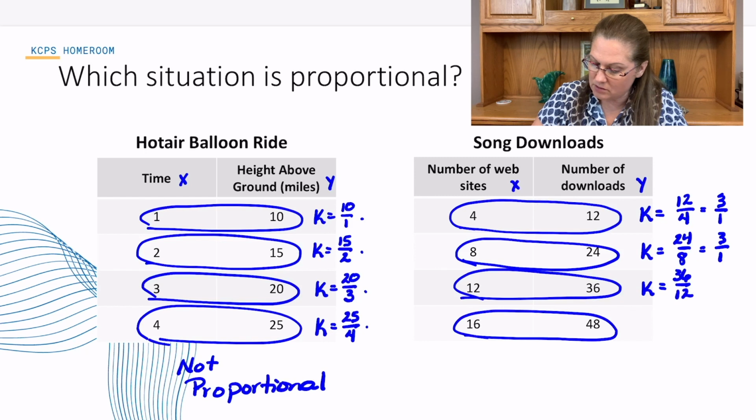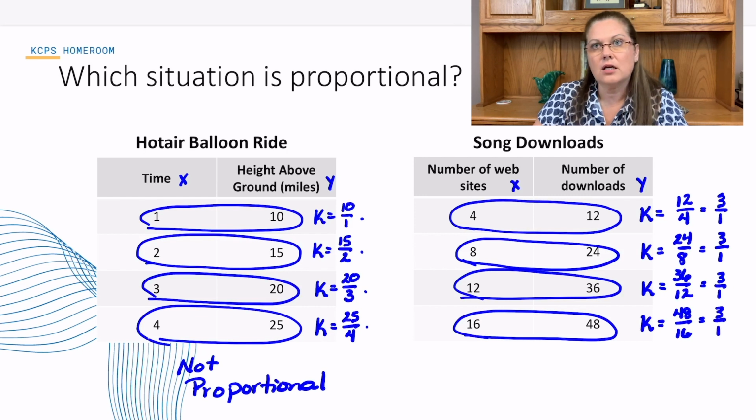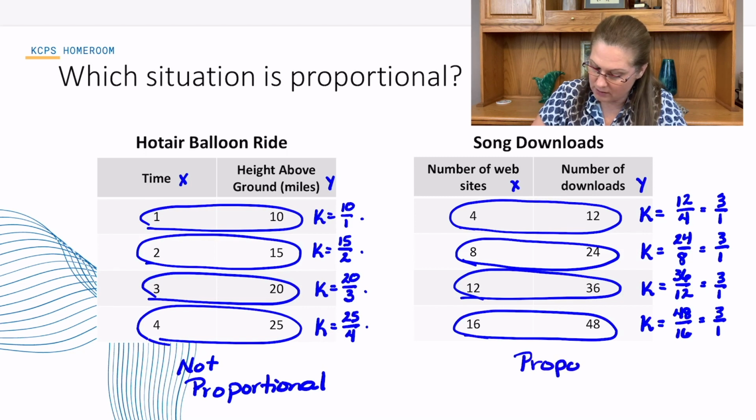36 twelfths. Both can be divided by 12, so again, that's 3 over 1. And then our final is 48 sixteenths. Both can be divided by 16, so that's 3 over 1. You'll notice that each of these constants of proportionality is 3 over 1, or 3. So this particular table is going to be proportional.